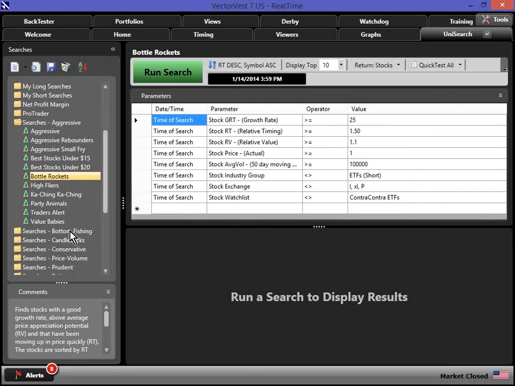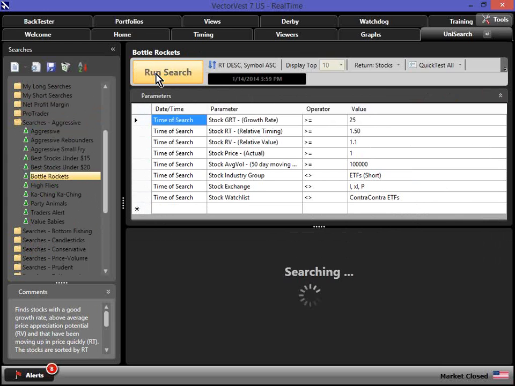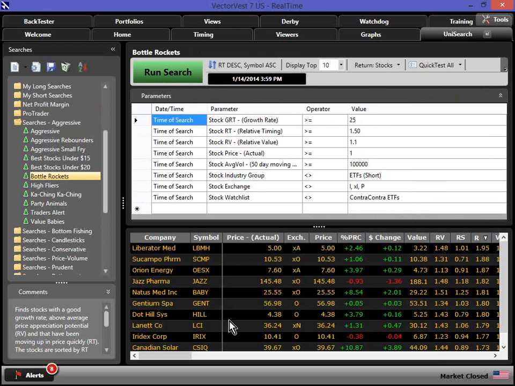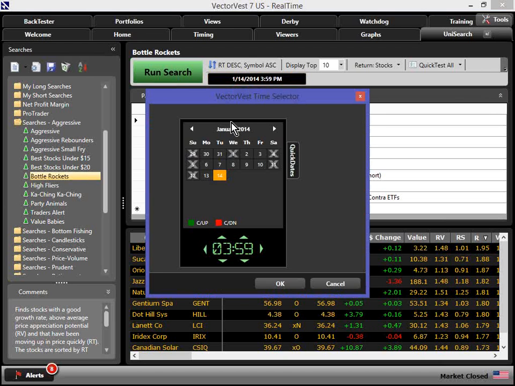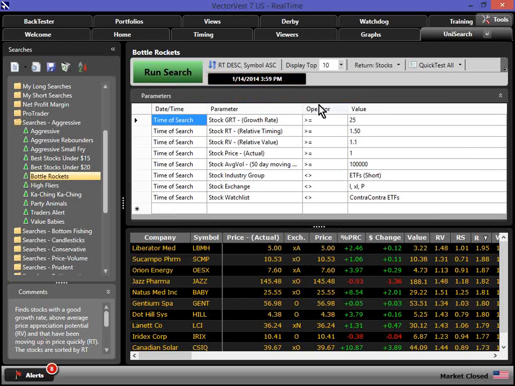The searches are over here. The criteria of the search appears here. When you run the search, for example, when I click Run Search, the stocks will appear down here. And we're able to change the date here. So this is showing me the stocks that meet this criteria as of 3:59 p.m., January 14th. But I can change the date and go back in time, and this is where I can start to see how well this search did in the past. But let's first take a look at this search. This is the criteria.